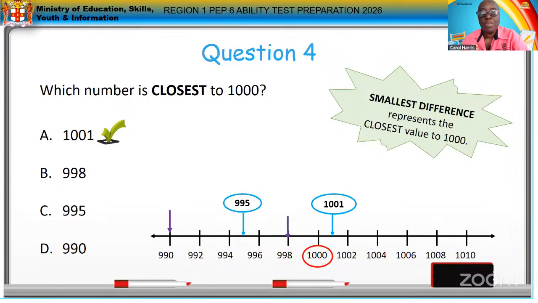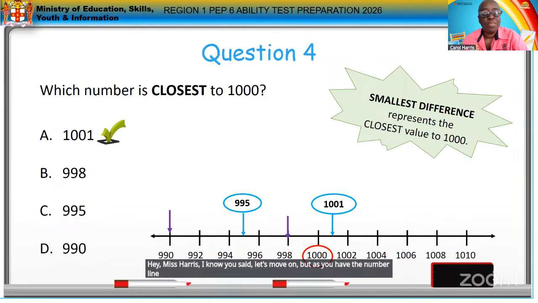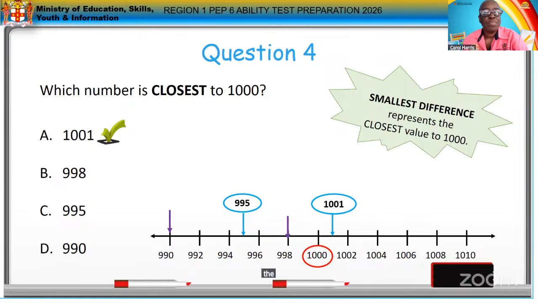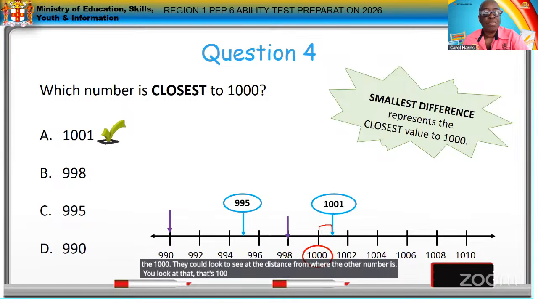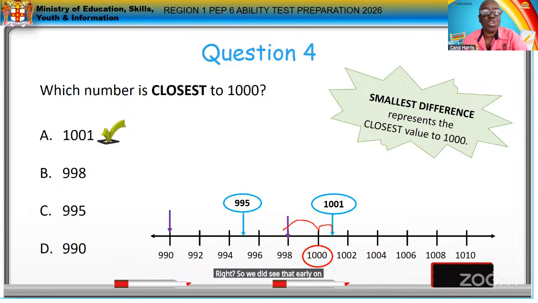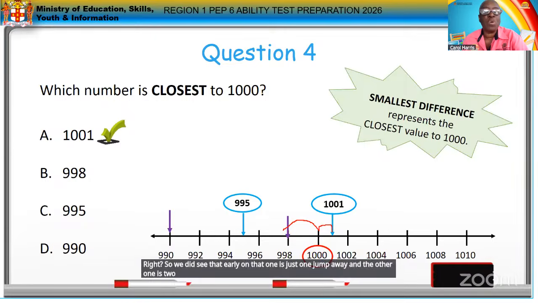Hey, Miss Harris, I know you said let's move on, but as you have the number line here, they could also look if they are just using the number line. Once they locate the 1000, they could look to see the distance from where the other number is. So you look at that, that's 1001. Let's compare the distance now of the 998. It's a bigger jump, as you can see there. So we did say earlier on that one is just 1 jump away and the other one is 2. The smaller jump would obviously be the one that is closest.